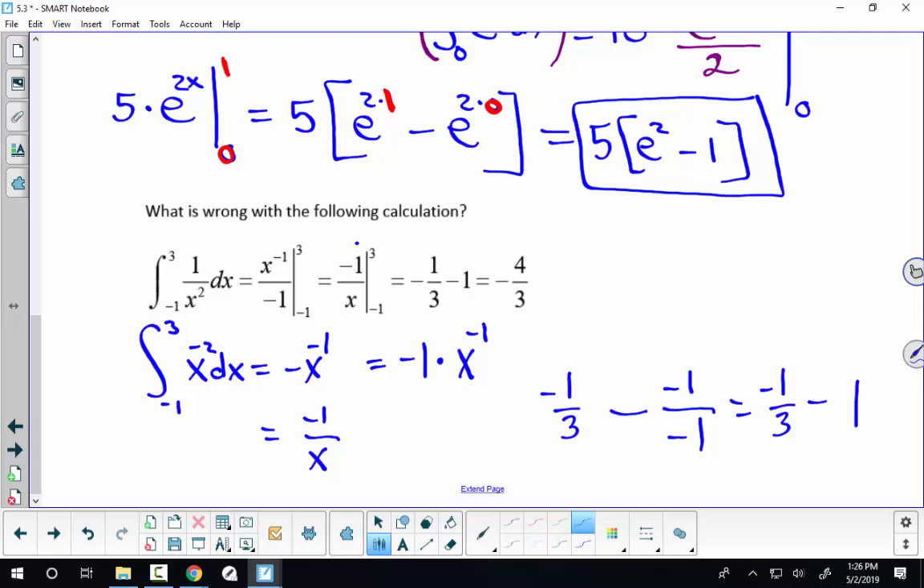Because when you do f of b minus f of a, aren't you supposed to be using the negative x to the -1, the -1/x? So you're evaluating wrong. Well, the -x to the -1, if you want to see it in a different way, does it give you the same answer? Yeah. If we use -x to the -1 from -1 to 3, we would have -3 to the -1 minus -1 to the -1. Oh, right? Yeah. Because that minus regardless is already in the fundamental theorem right there.